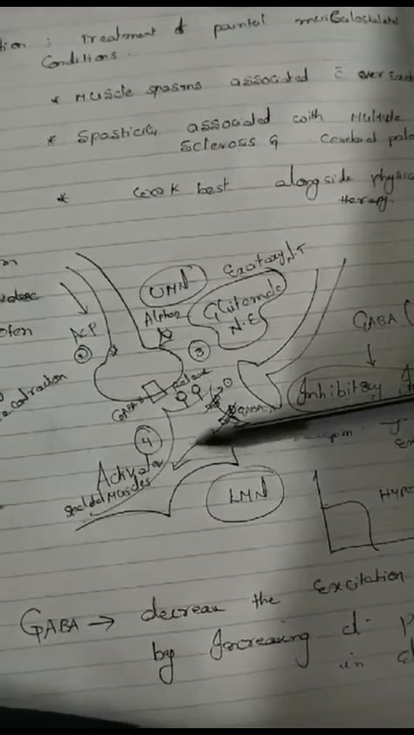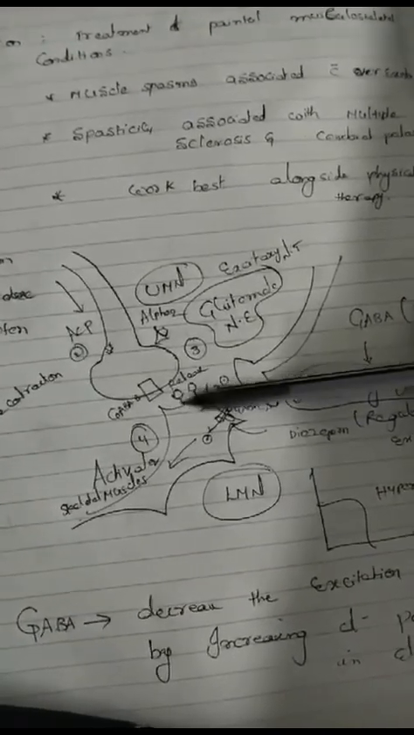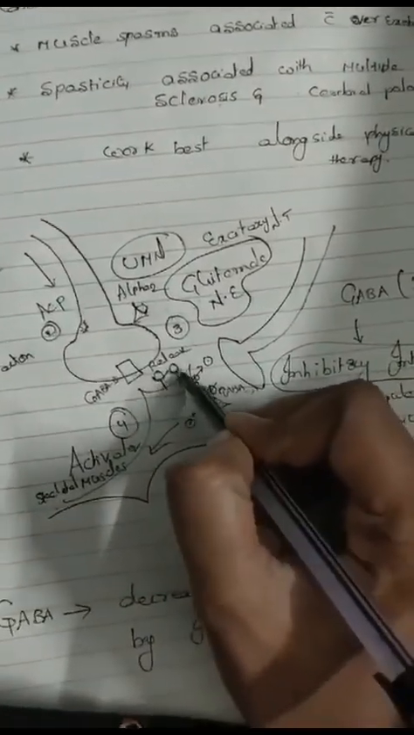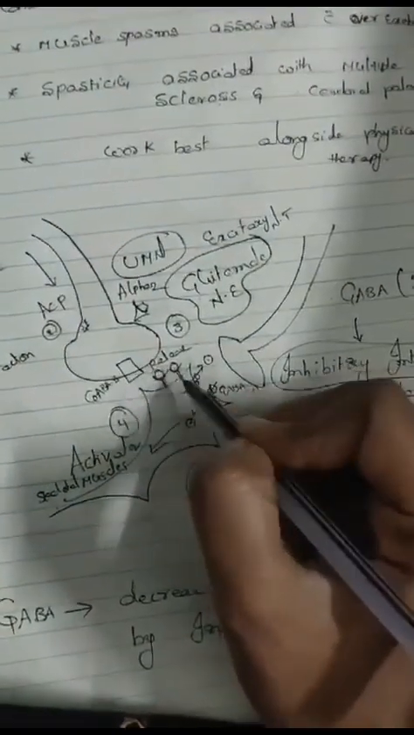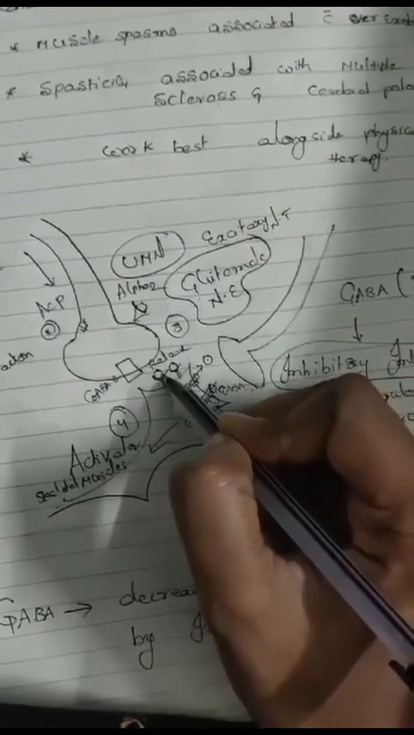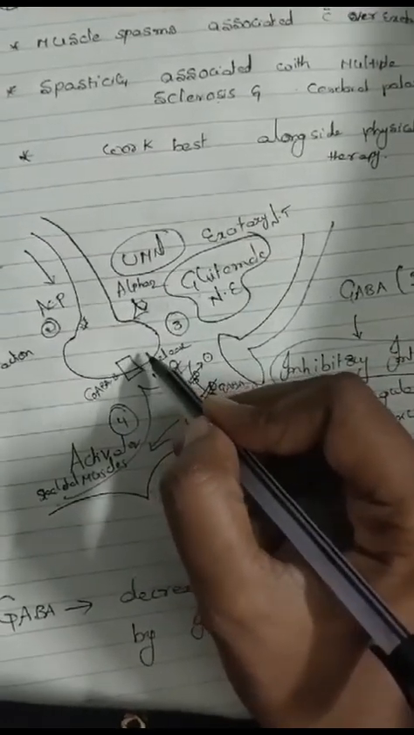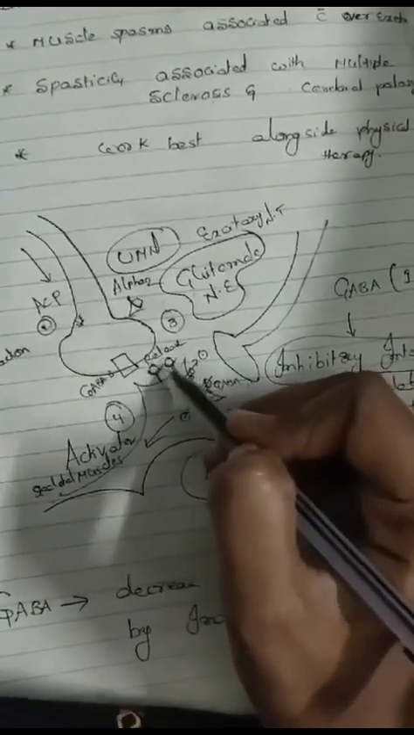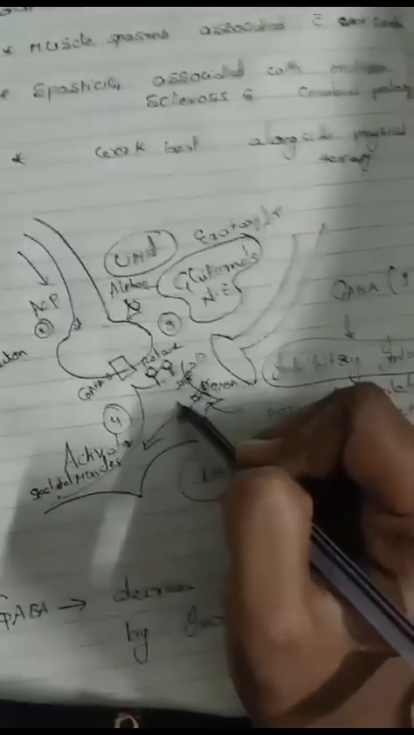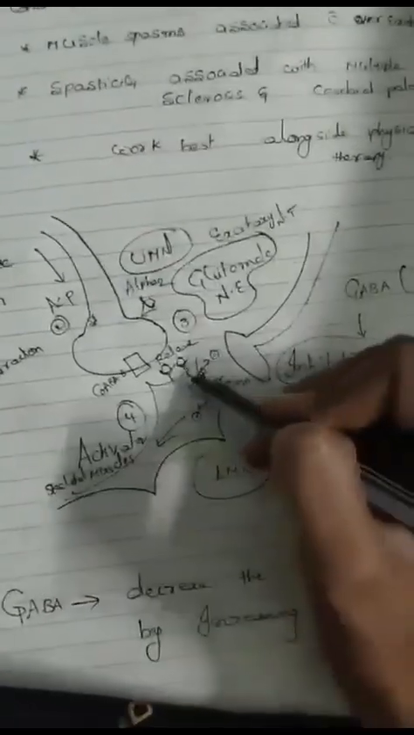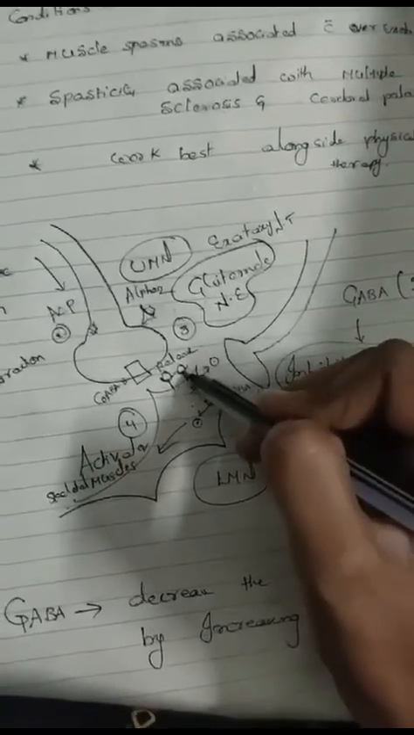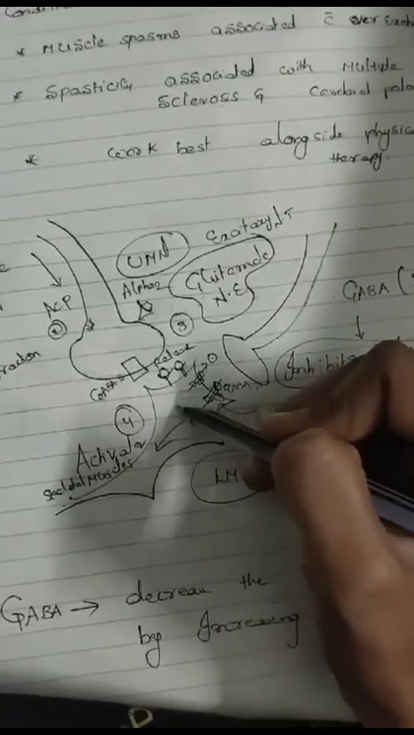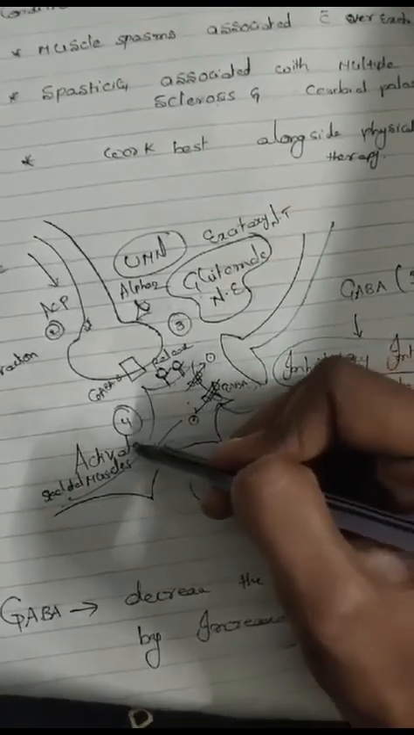This is the complete part of the lower motor neuron, which consists of receptors. This black indication, my dear students, is the receptors that receive the neurotransmitters. The upper motor neuron releases the excitatory neurotransmitters glutamate and norepinephrine, which come and bind with the receptors present on the lower motor neuron. Thus the signal passes to the lower motor neuron and activates the muscle contraction.